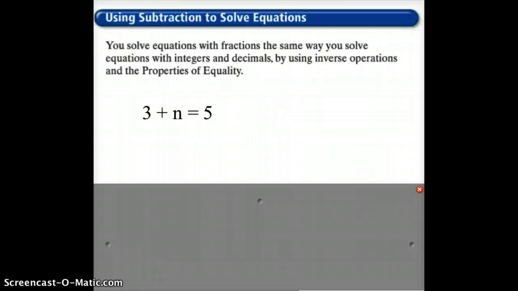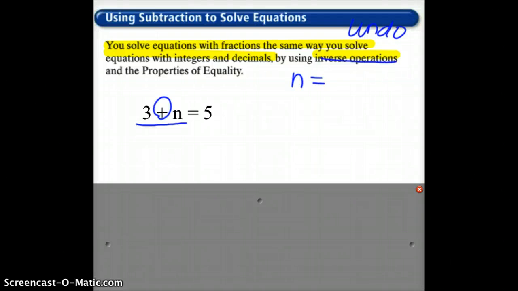So using subtraction to solve an equation. You can solve equations with fractions the same way you would solve a normal equation with integers and decimals, by using those inverse operations. Let's review what that was. If I had 3 plus n equals 5, right now I want to solve so I have n all by itself. But if you look here, it's attached to a 3 with addition. To undo addition, that's our key word with inverse operations, I'm going to subtract that 3. What I do to one side, remember I always do to the other.